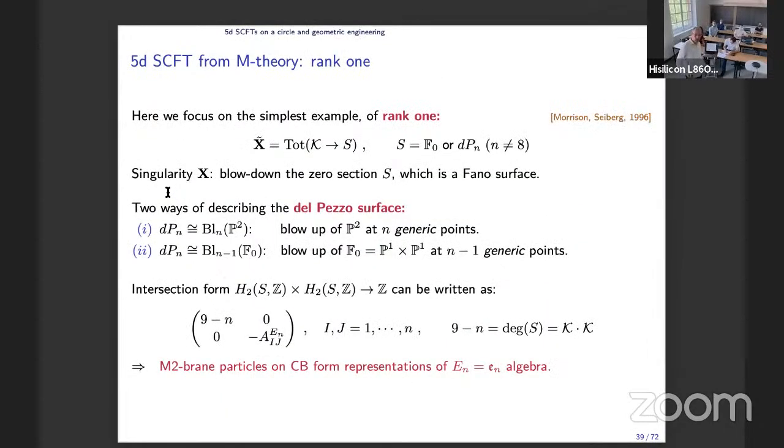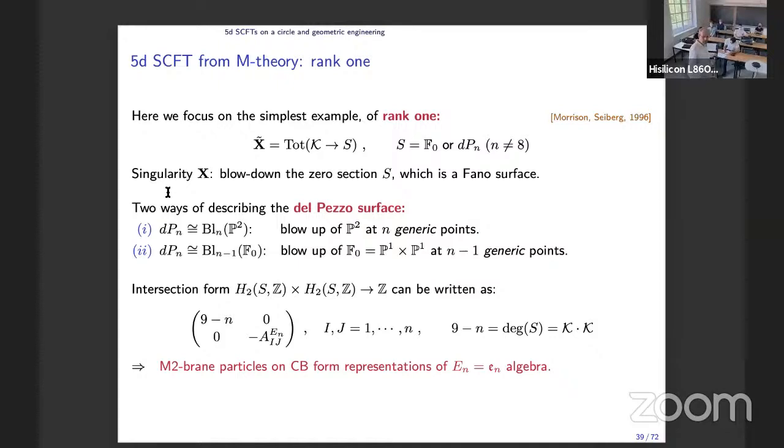So here I focus on rank 1 theories. In those cases, the resolution is always the total space of a del Pezzo surface, a Fano surface. So it's either a del Pezzo, P^2 blown up at up to 8 points, or F_0, which is P^1 times P^1. You can see dP_n equivalently as blowing up P^1 times P^1 n minus 1 times at generic points. And the physics of that will be essentially 5-dimensional SU(2) with N_f equal n minus 1 flavors.